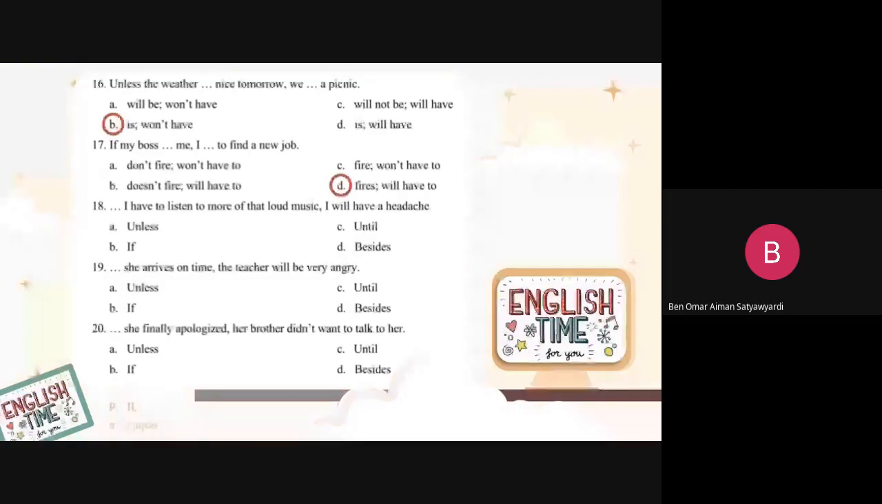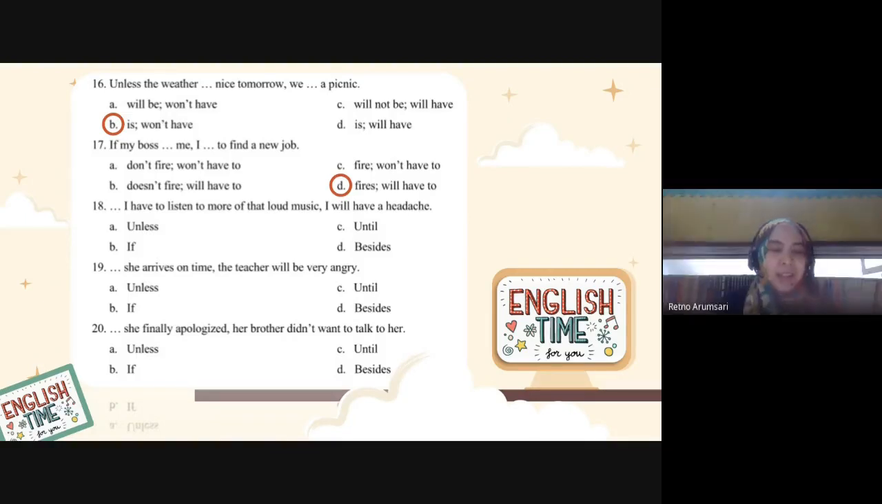If I have to listen to more of that loud music, I will have a headache. That's good. Yes, that's right. Thank you, Atala and Ben Omar. If I have to listen to more of that loud music, I will have a headache. The condition supports the result. Okay, thank you. Now let's go to Talia Elora.